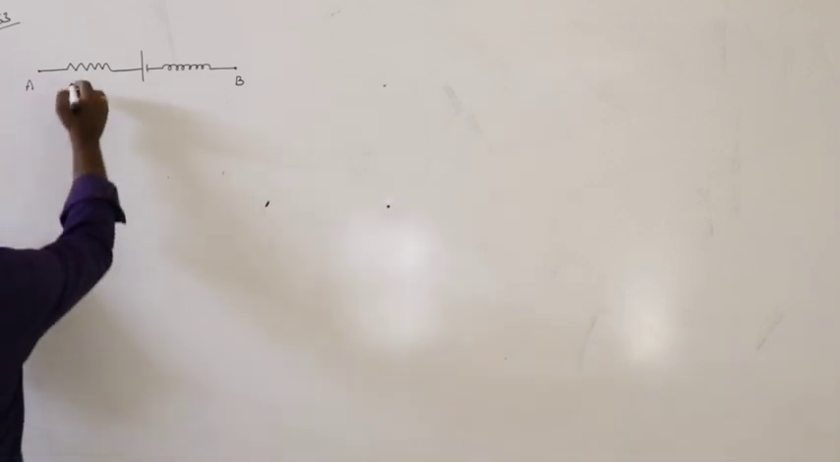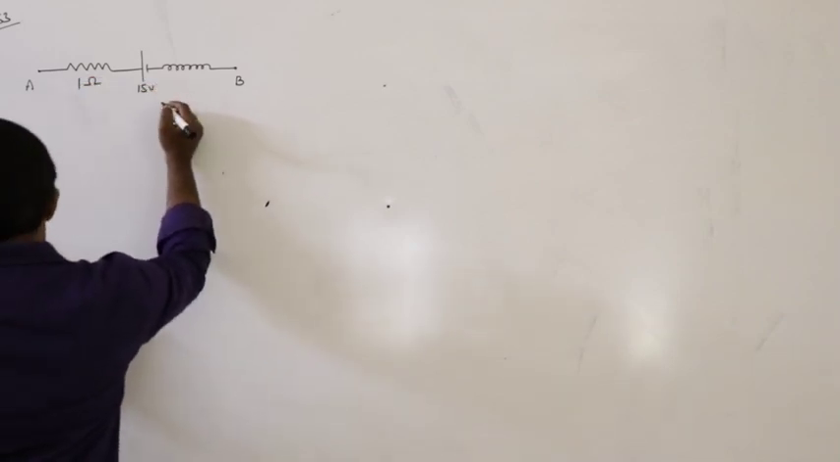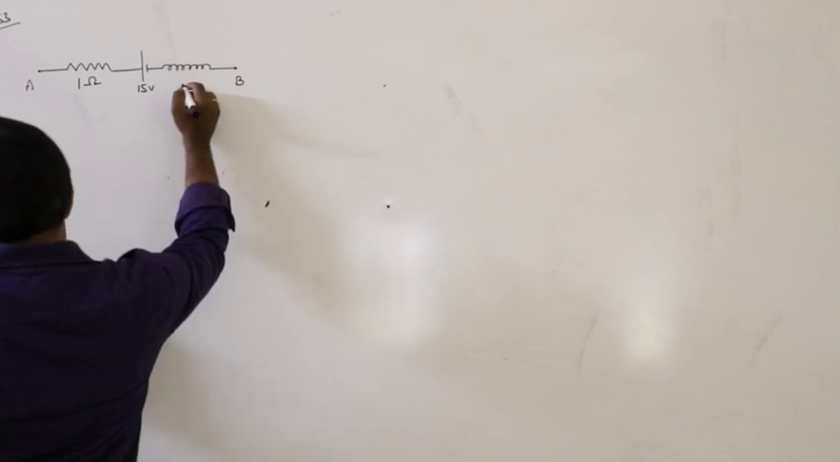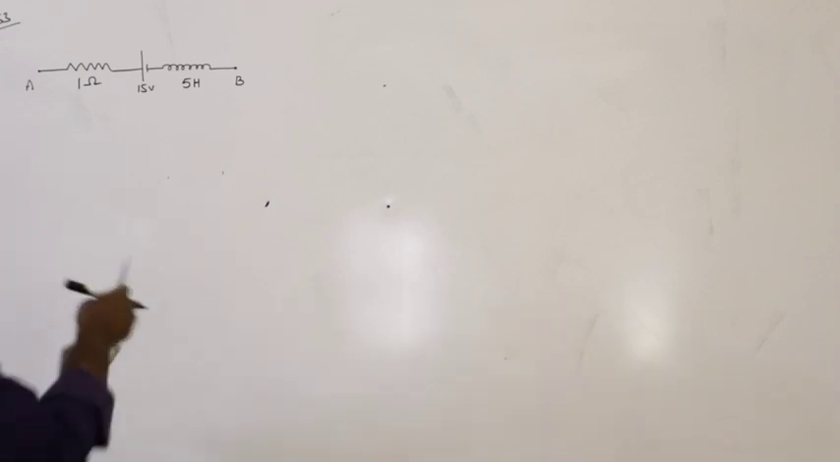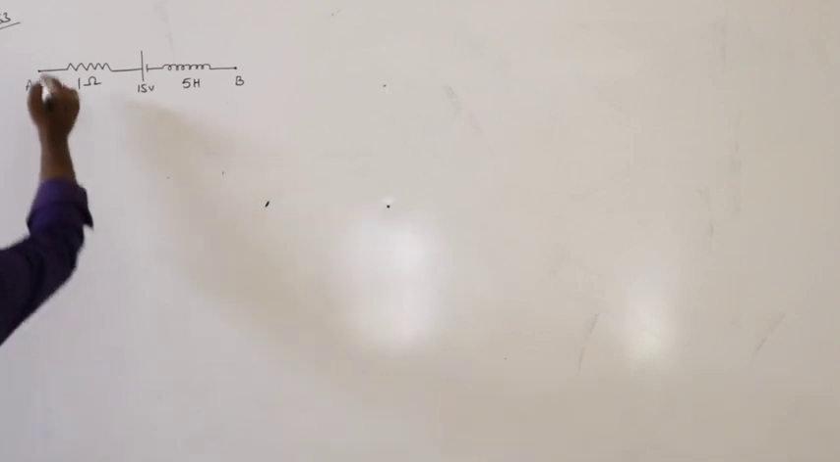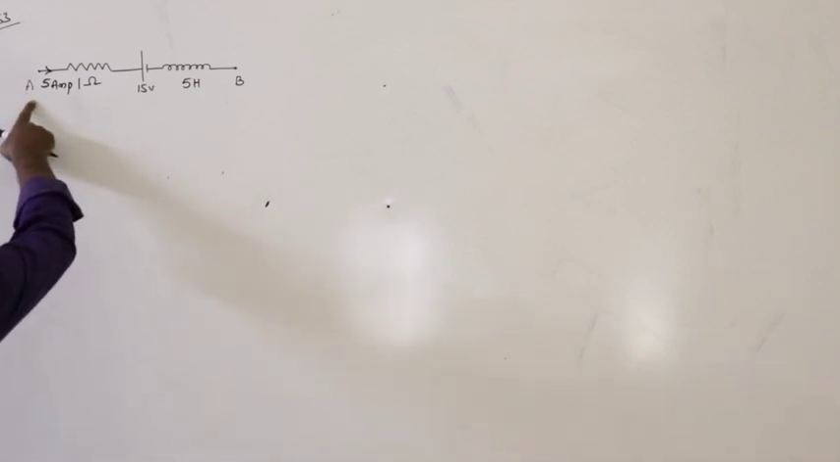Now, the resistance is given as 1 ohm and the EMF of the battery is 15 volts and the inductance is equal to 5 Henry. So the given condition is, the current is, let us say, 5 amperes. Now we have to find out the potential difference between the points A and B.